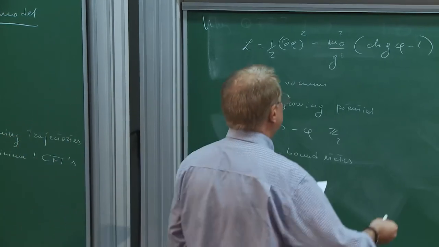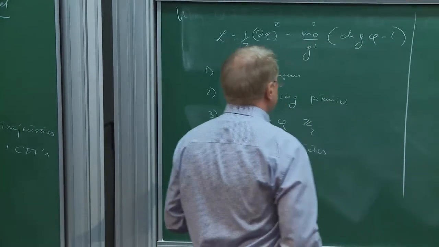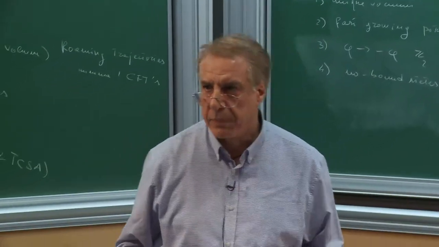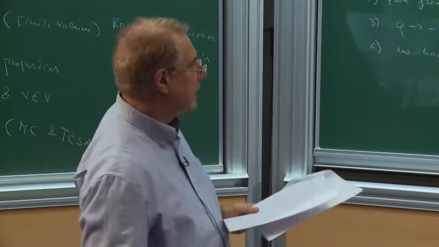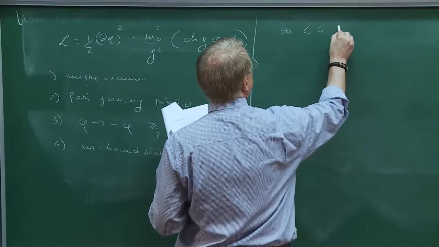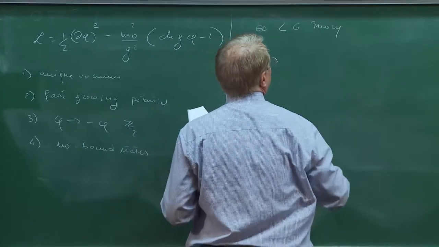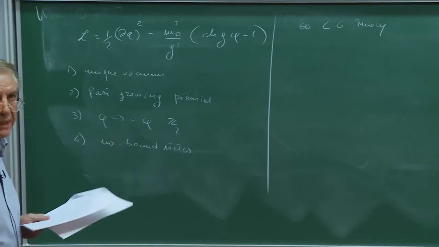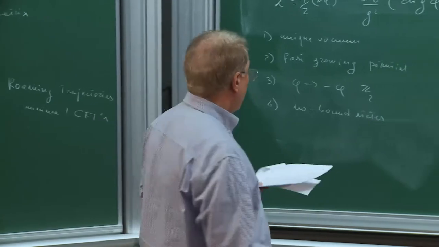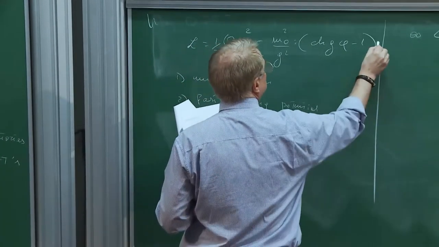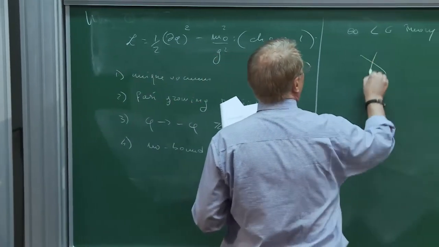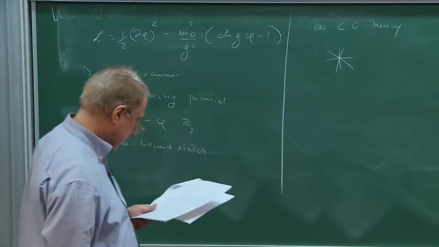Now, let's dig in more detail. If we expand the cosine, we get an infinite number of potential terms, power law. So the theory looks like an infinite type of Landau-Ginzburg theory. Remember that the field in 1 plus 1 dimensions has zero dimension, so there is no problem with renormalization. The theory is trivially normalized if you just put normal order. And so you have an infinite number of couplings, even couplings of that type.